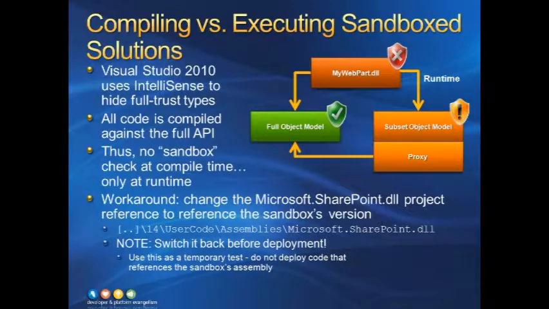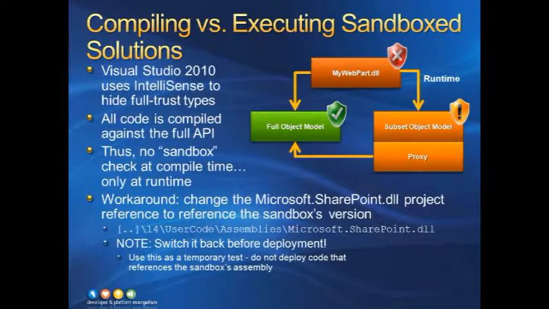The reason it's doing this is that when I compile my project in Visual Studio, it's not compiling against a special Microsoft.SharePoint.dll. It's compiling against the full object model DLL that I'm used to compiling against. But the trick is that at runtime, I'm not going to be executing against this full API. I'm going to be running against the subset of the object model, a totally different assembly that's then going to have a proxy into the full SharePoint object model.